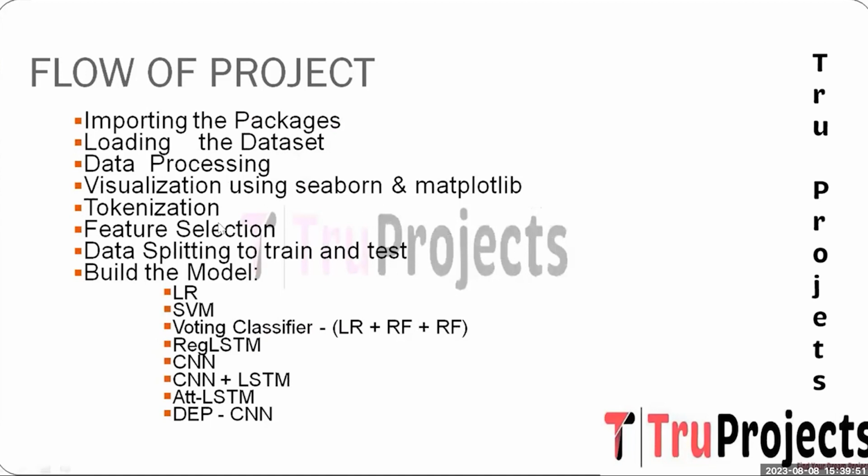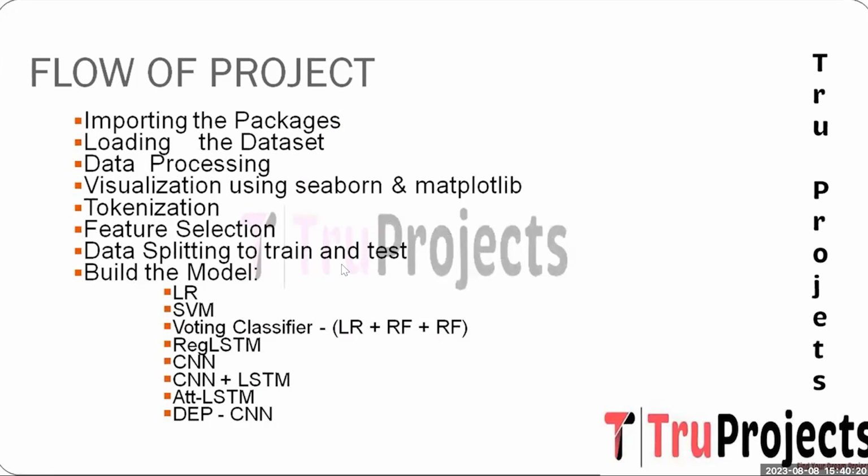The next one is tokenization. The raw text data is transformed into numerical format by tokenization, wherein sentences are split into words or tokens, forming a structured representation amenable to further processing. The next step is feature selection. To streamline model training and enhance performance, relevant features are chosen, while irrelevant and redundant ones are discarded. The next step is data splitting into train and test.